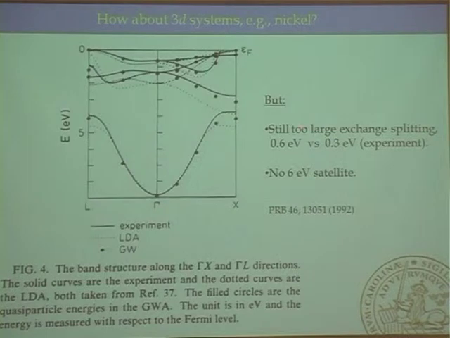So for example, the exchange splitting is still too large. This is the same exchange splitting as in LDA, compared to just about twice the value of the experiment. So somehow the GW cannot handle spin dependence. There is no spin dependence in the self-energy. There is a spin dependence that comes mainly from the Green's function, but not from the correlation, not in the W.